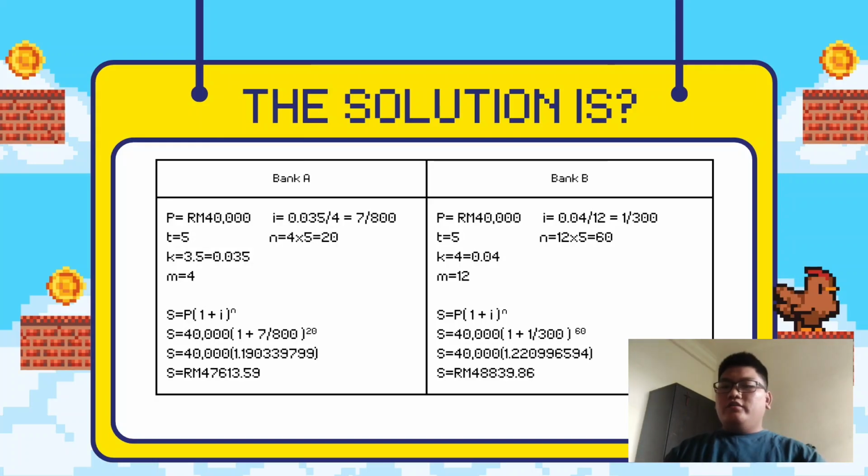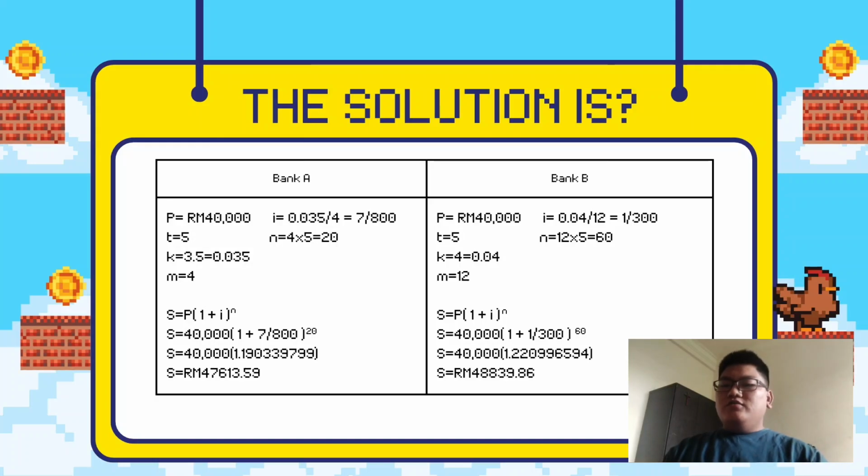Now we're going to calculate the accumulated amount for Bank B, that is S. P equals 40,000 ringgit, T equals 5, K equals 4, which is 0.04, M equals 12 because compounded monthly, I equals 0.04 over 12 equals 1 over 300, N equals 12 multiplied by 5 equals 60. We're going to use the same formula, that is S equals P bracket 1 plus I close bracket to the power of N.